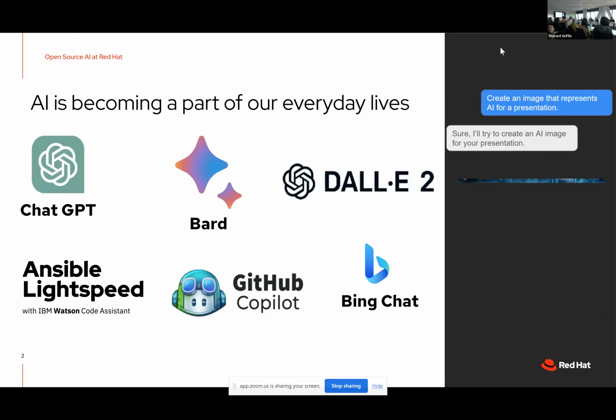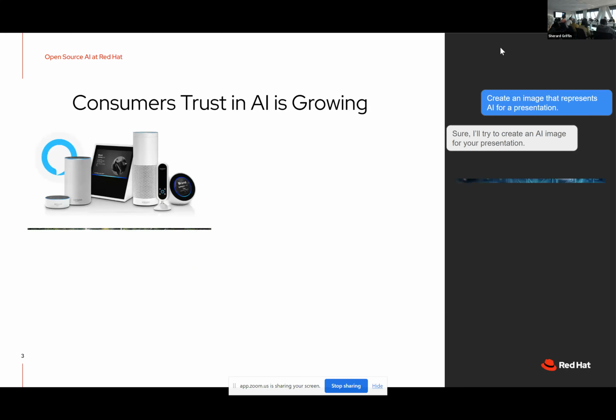But even if we look at what's happening in technology as a whole, you have GitHub Copilot, you have Bing Chat, you have what we launched with Ansible Lightspeed. Ansible Lightspeed allows you to define your infrastructure by just typing plain text. I need an EC2 server launched on AWS with this type of security. And you just type it in plain text and it writes the code that allows you to do that.